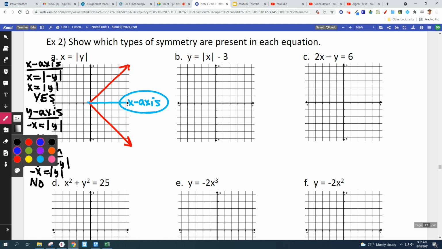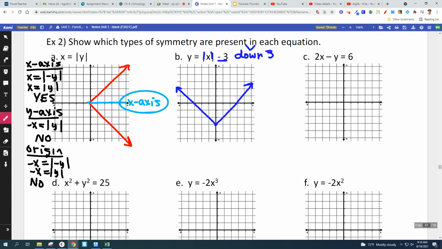So let's look at part B. Part B, that's an absolute value, so you know it's a V shape. It's shifted down 3. So there's one of our transformations, right? That's an absolute value that's shifted down 3. I like knowing the parent functions from a previous lesson. I know what that looks like. I know it's shifted down 3. So it's going to look like this. And you can tell really quickly that's got y-axis symmetry. We look at that graph, we know it has y-axis symmetry, but not the other two. Okay, not x-axis symmetry.